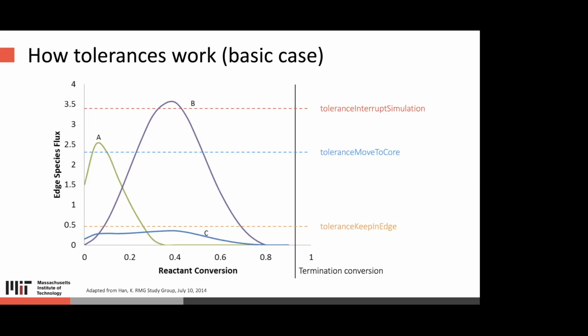Yeah, that's also a good one. By default, at each simulation, you will only move one species from edge to core. But the thing you're mentioning is also doable. That's additional. I'm not sure if I included it in this slide or not.